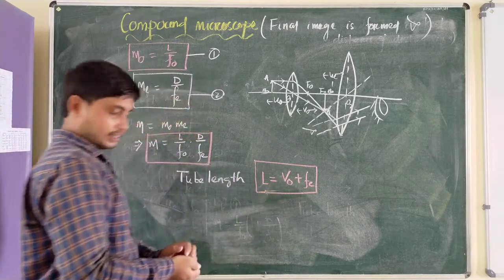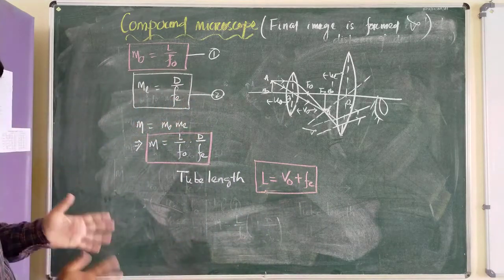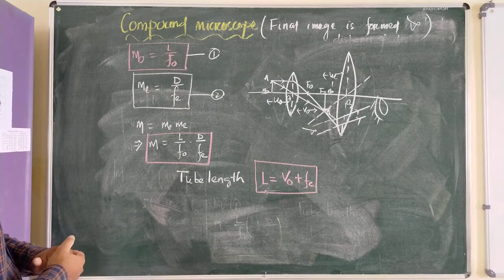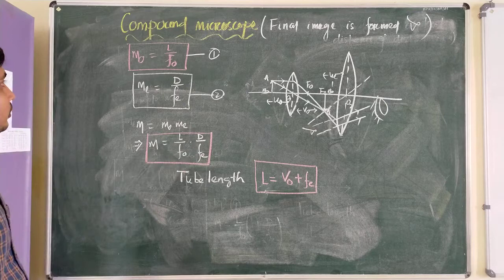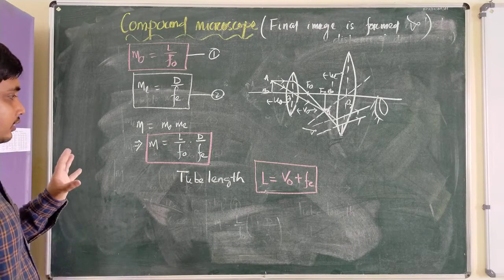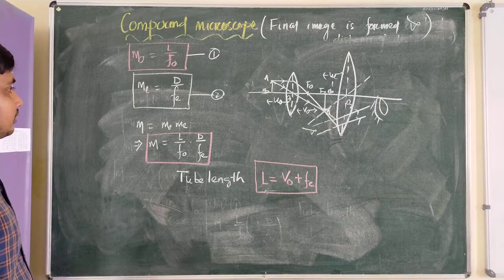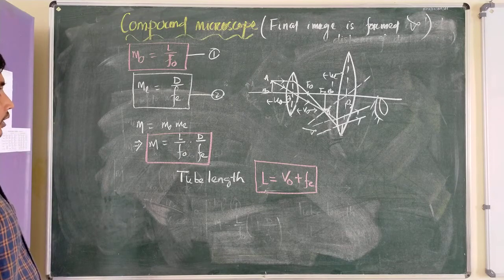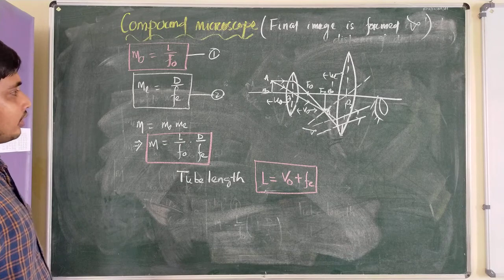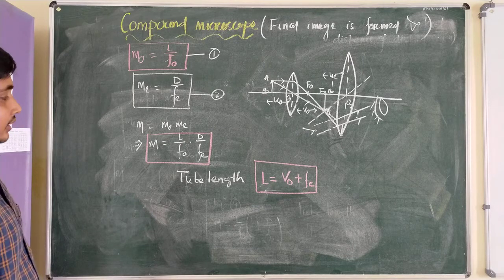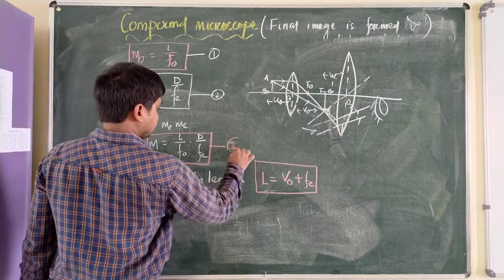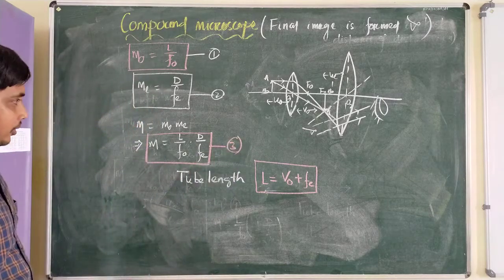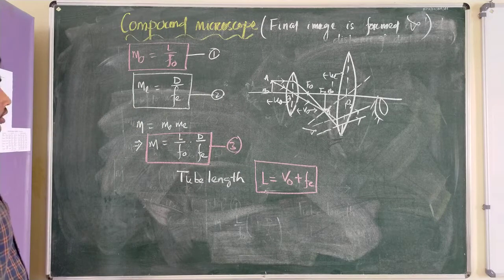So this is the expression for the tube length when the final image is formed at infinity, and the magnifying power is L by F0 into D by FE. So you have to remember the formulas and also the tube length. The tube length expression is very, very important, in both cases, when the final image is formed at infinity and when the final image is formed at the least distance of distinct vision. This gives the total magnification of this compound microscope. So this is all about our compound microscope.